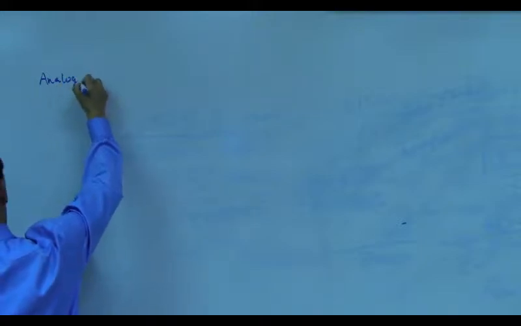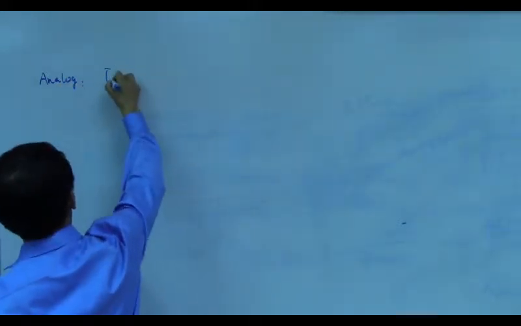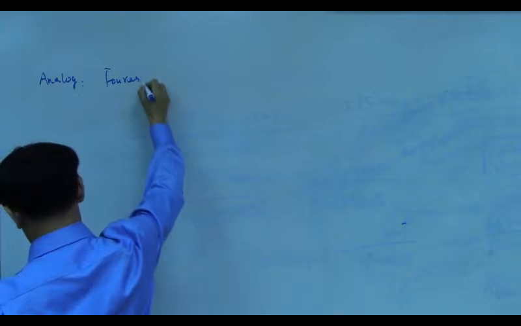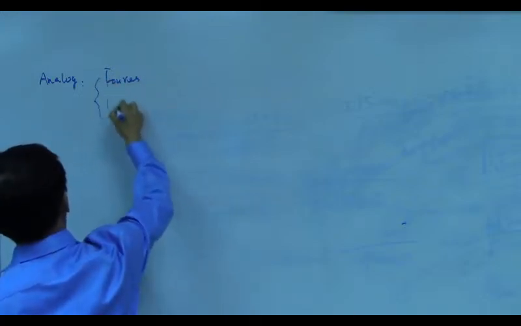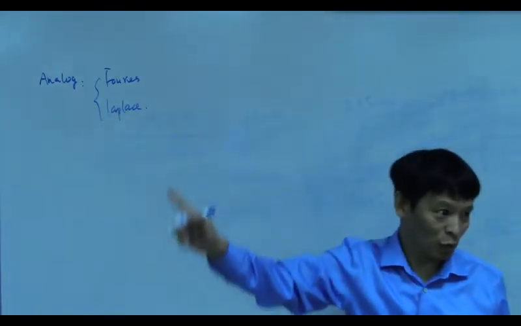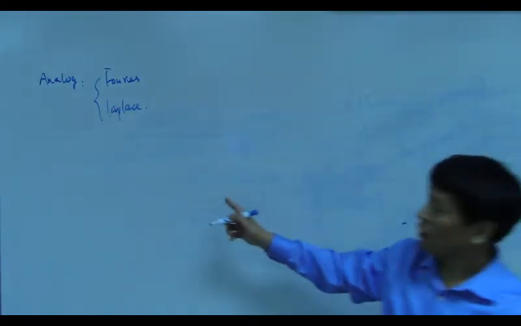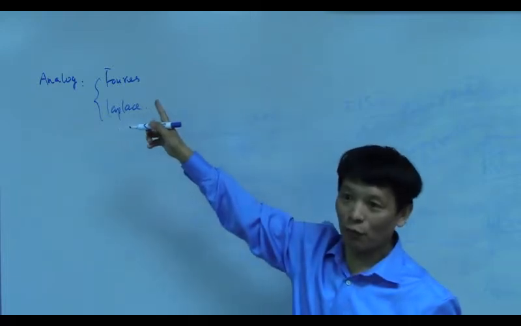Okay, today we are going to discuss the Z transform. First, we review for analog signals. We have a Fourier transform and we have a Laplace transform. We didn't discuss the Fourier transform in this class, but we did start from the definition of the Fourier transform.